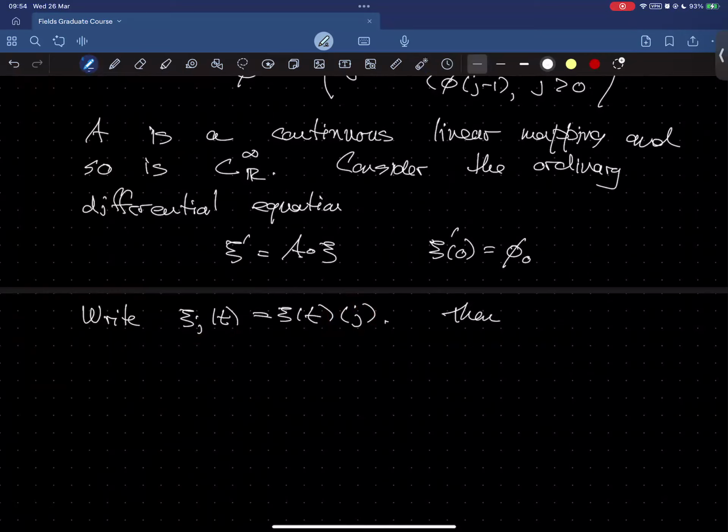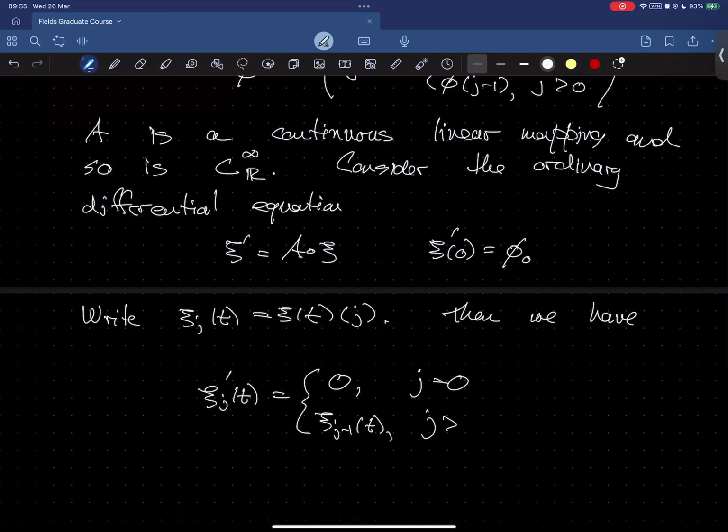Then we have, okay, so if you just take this differential equation and apply that notation, you get that Cj prime of t is, okay, so this is now just Cj of t is just a real valued function of the real variable t. So it's a very simple thing. Okay, so applying the definition, this is 0 when j equals 0, and it's Cj minus 1 of t when j is positive.